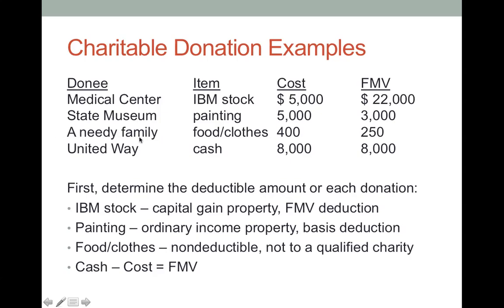But for the sake of discussion, let's say that this is a Salvation Army instead of a needy family. So you've donated food and clothing to the Salvation Army. You purchased this stuff for $400. The fair market value is $250. If you donated it to the Salvation Army, this would become ordinary income property. Again, it's ordinary income because the fair market value is less than the basis, less than what you paid for it, and the amount of your deduction would be the lesser of the basis or the fair market value. So the deduction you would be able to claim on your return if you made this donation to the Salvation Army would be $250, and it would be subject to the 50% AGI limitation.